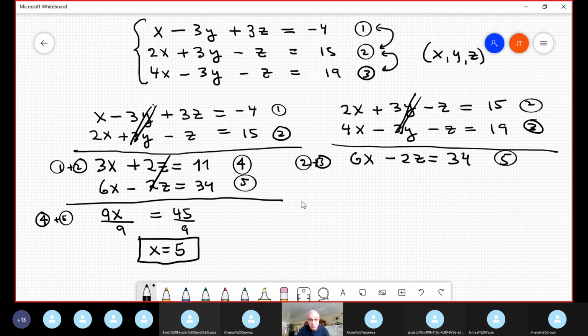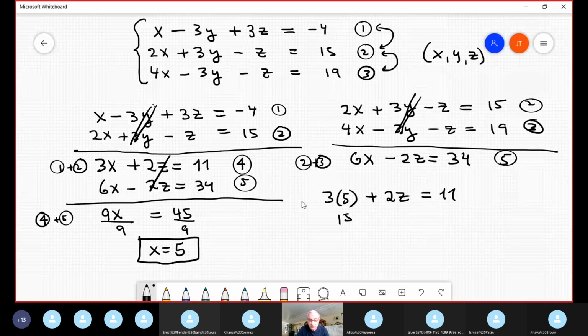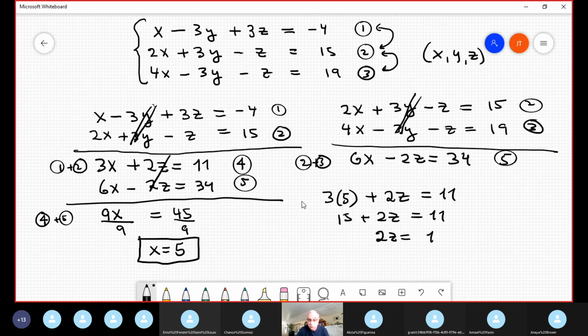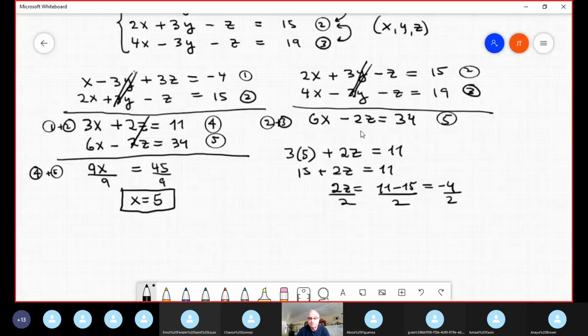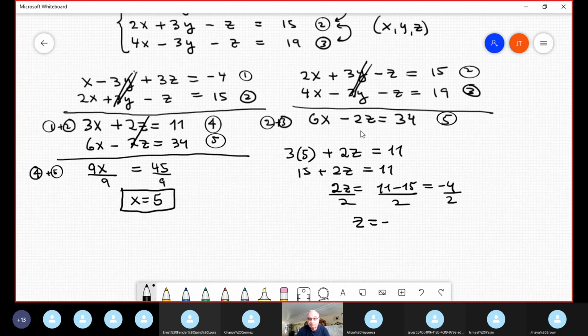I don't know, I prefer equation 4. I substitute 5 in equation 4. So 3 times 5, because I know that x is 5, plus 2z equal 11. And this is 15 plus 2z equal 11. 2z is equal to 11 minus 15, which is negative 4, no? Divided by 2. It's obvious that z is equal to negative 2.